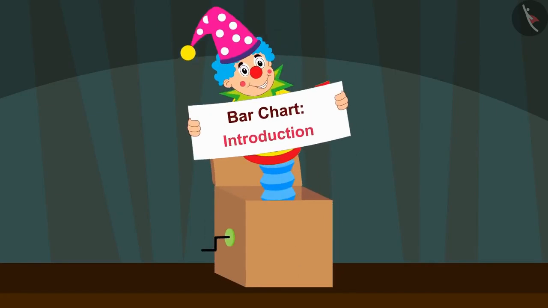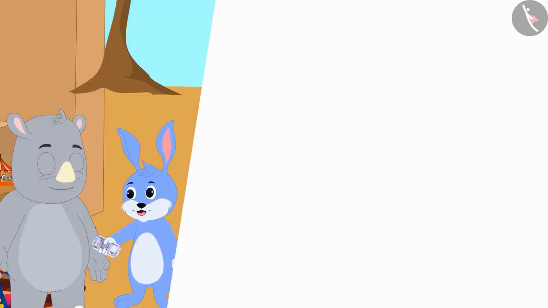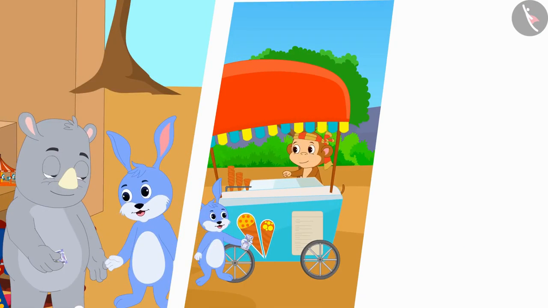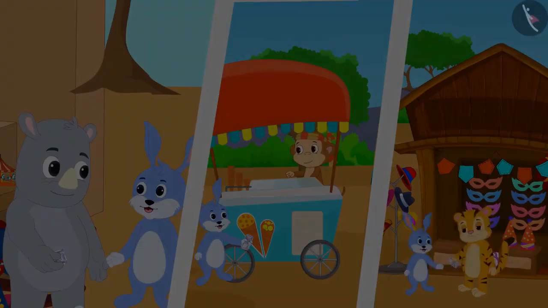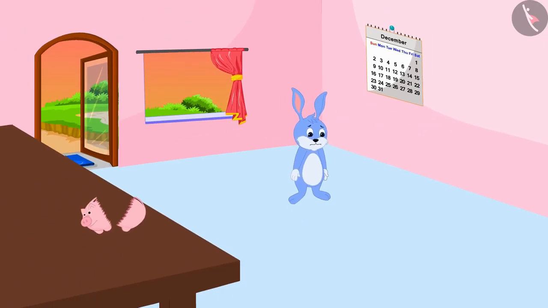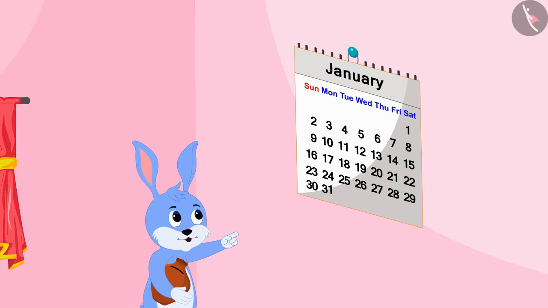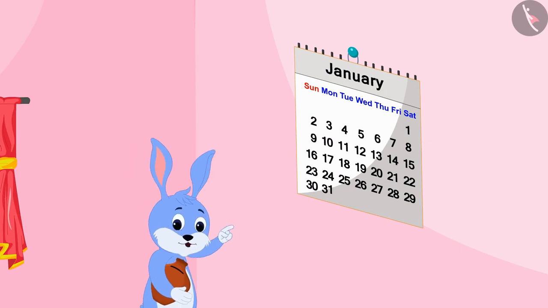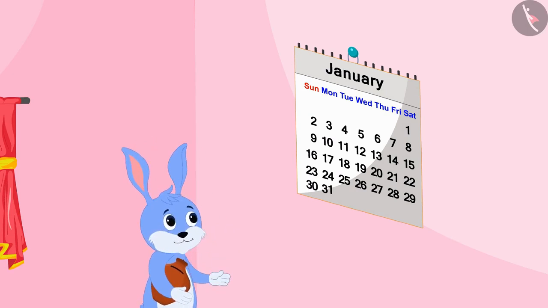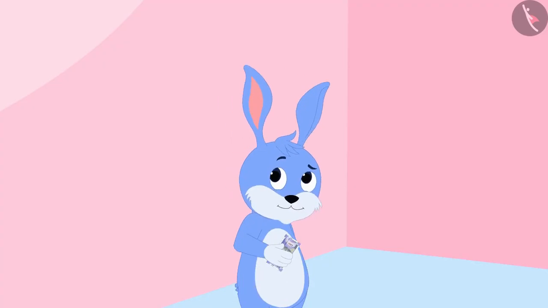Hello children, in this video we will learn about bar charts. Bunny started spending a lot of money every month, due to which by the end of the month all his money would be over. Let me start this new year by saving. Every month I will save some money. Thinking this, Bunny started saving money every month.